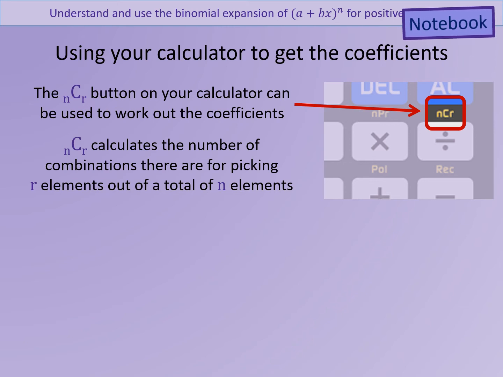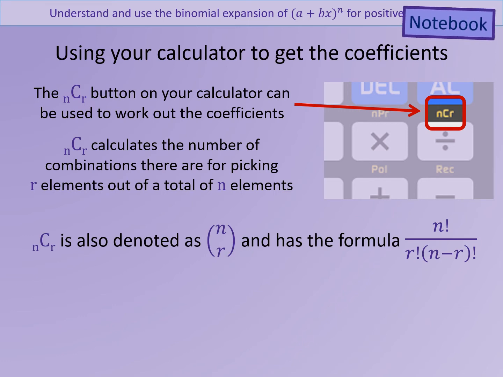What this button does is work out the number of combinations for picking r elements out of a total of n elements, which sounds very confusing. So I'll give you an example in just a moment of what that means in relation to the work that we've just been doing. Now there's a few ways of writing this value.